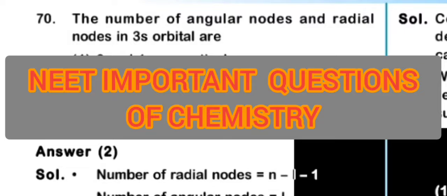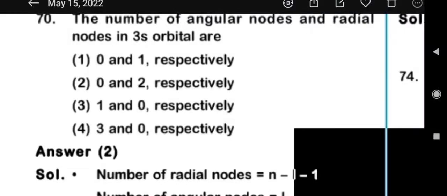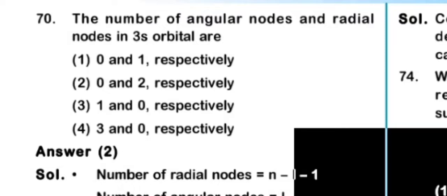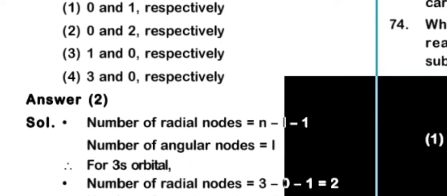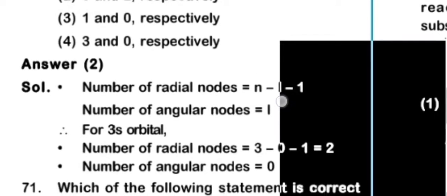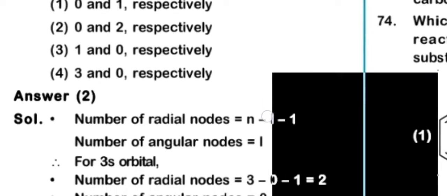The next question: the number of angular nodes and radial nodes in 3s orbital are. Options are 0 and 1 respectively, 0 and 2 respectively, 1 and 0 respectively, and 3 and 0 respectively. So your answer will be 0 and 2 respectively. The number of radial nodes is n minus l minus 1, and the number of angular nodes equals l. For 3s orbital, the number of radial nodes is 3 minus 0 minus 1, which is equal to 2, and the number of angular nodes will be 0. So your answer will be the second.